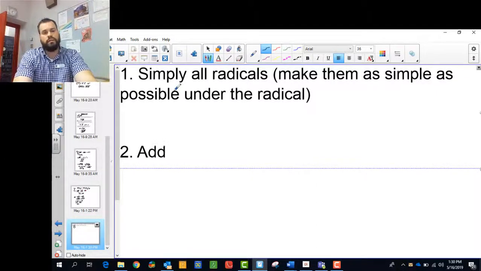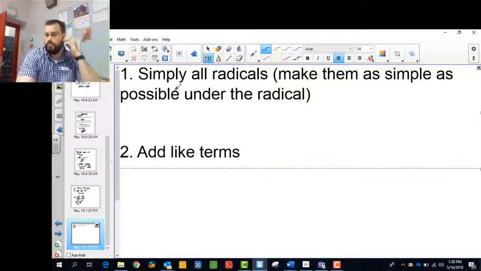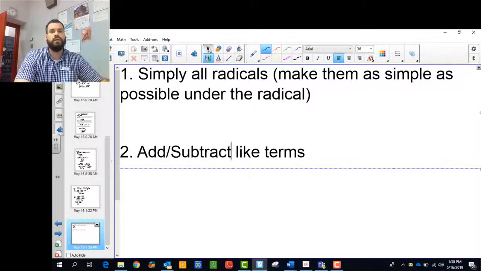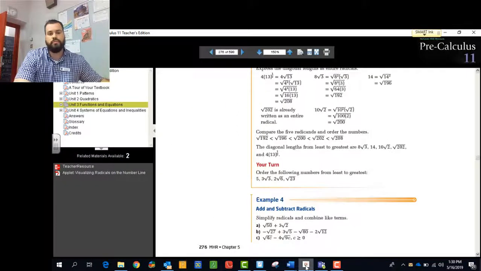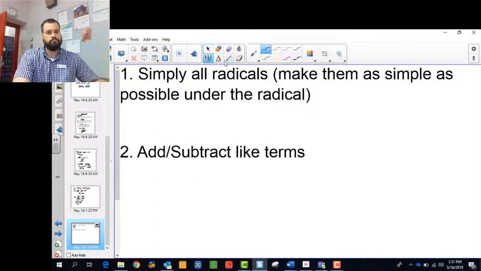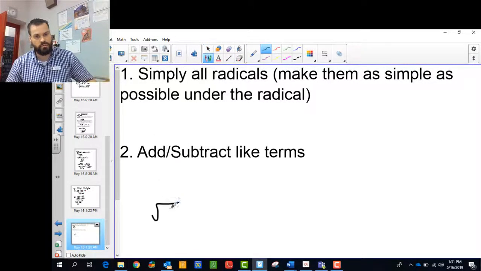And then we add like terms. And actually, I guess we could say we could add or subtract like terms. We just put the terms together at that point. Okay, so that's the process we're going to follow. If you're in your textbook on page 276, here are some questions where it says add or subtract radicals. So it says root 50 plus 3 root 2. So we'll do that one first as another example. So we go root 50 plus 3 root 2. This is on page 276 of your textbook if you want to follow along.